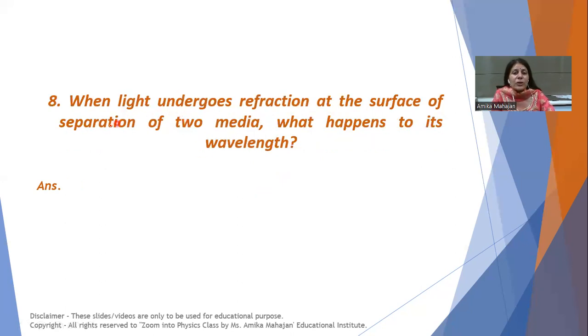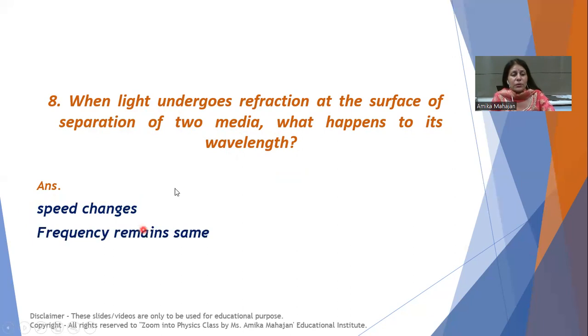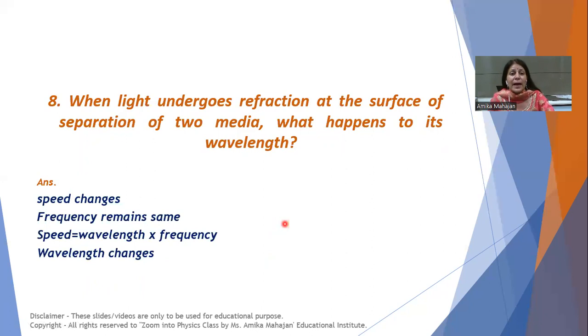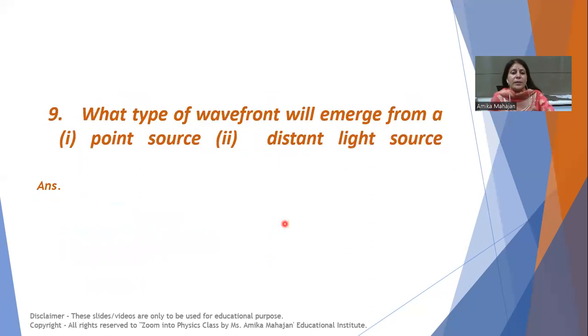When light undergoes refraction at the surface of separation of two media, what happens to its wavelength? We know that as light undergoes refraction, speed changes, as a result of which wavelength changes. Because frequency is the fundamental quantity, it remains same. And speed is given by wavelength into frequency. If speed changes on change of medium, then because frequency is constant, wavelength must change. That means wavelength changes when light undergoes refraction at the surface of separation of two media.